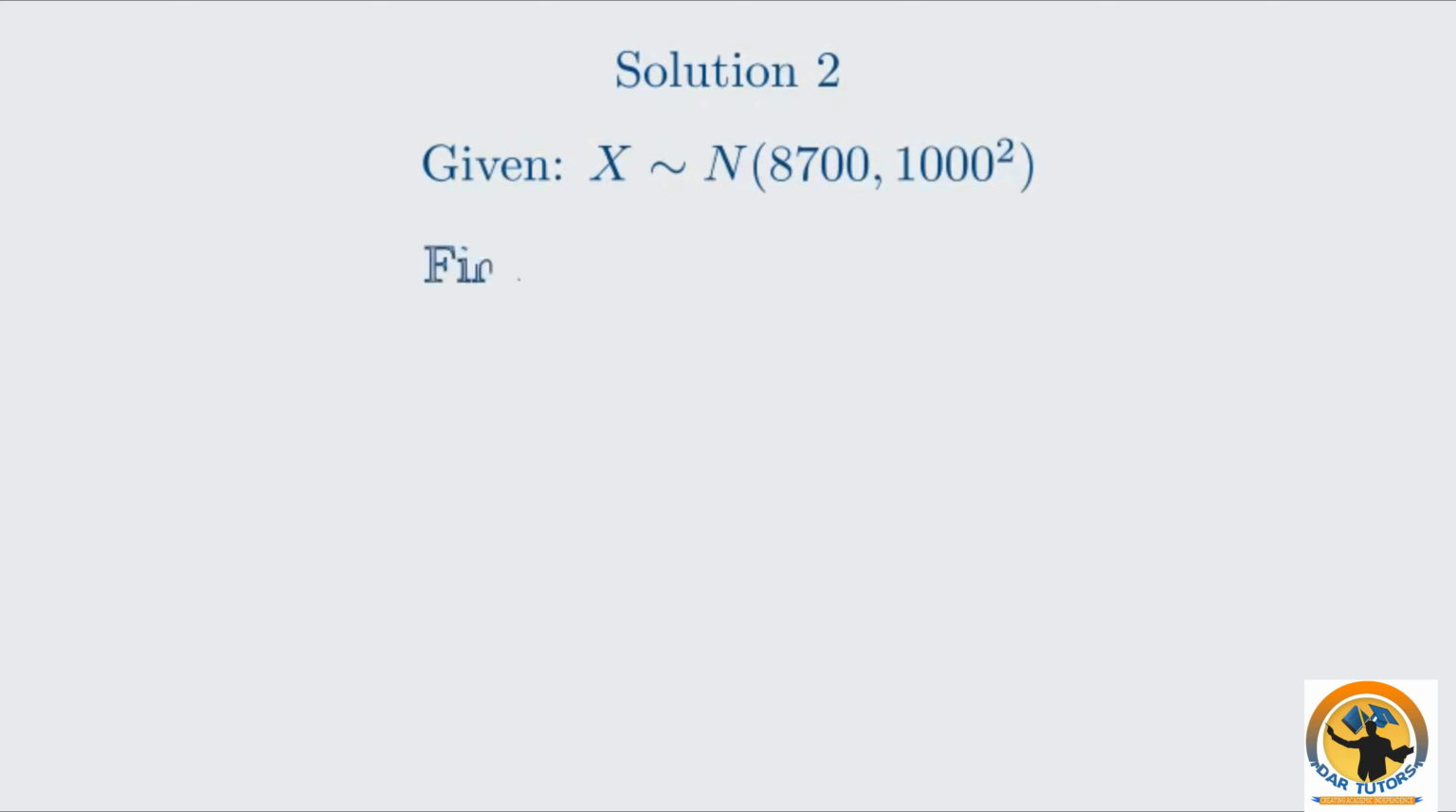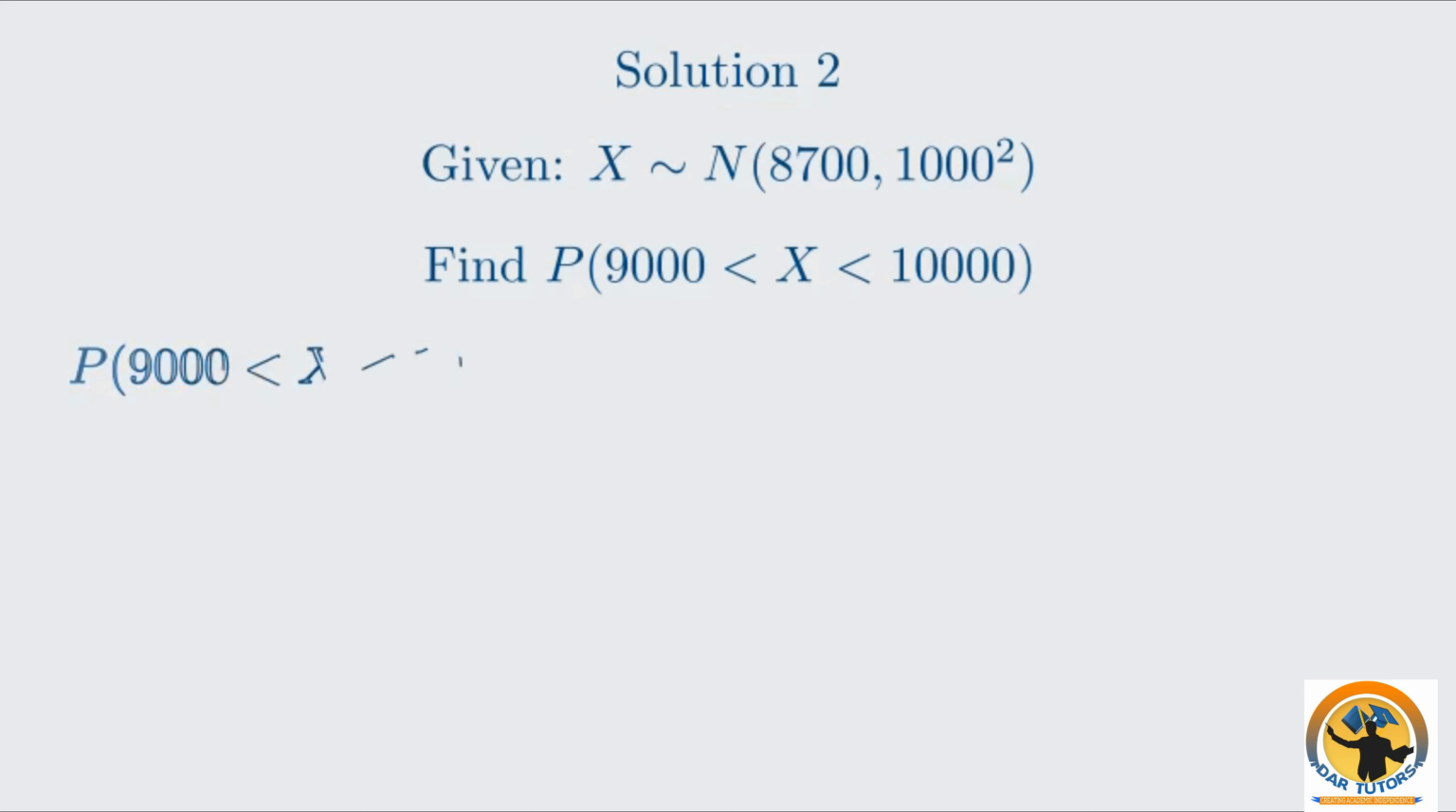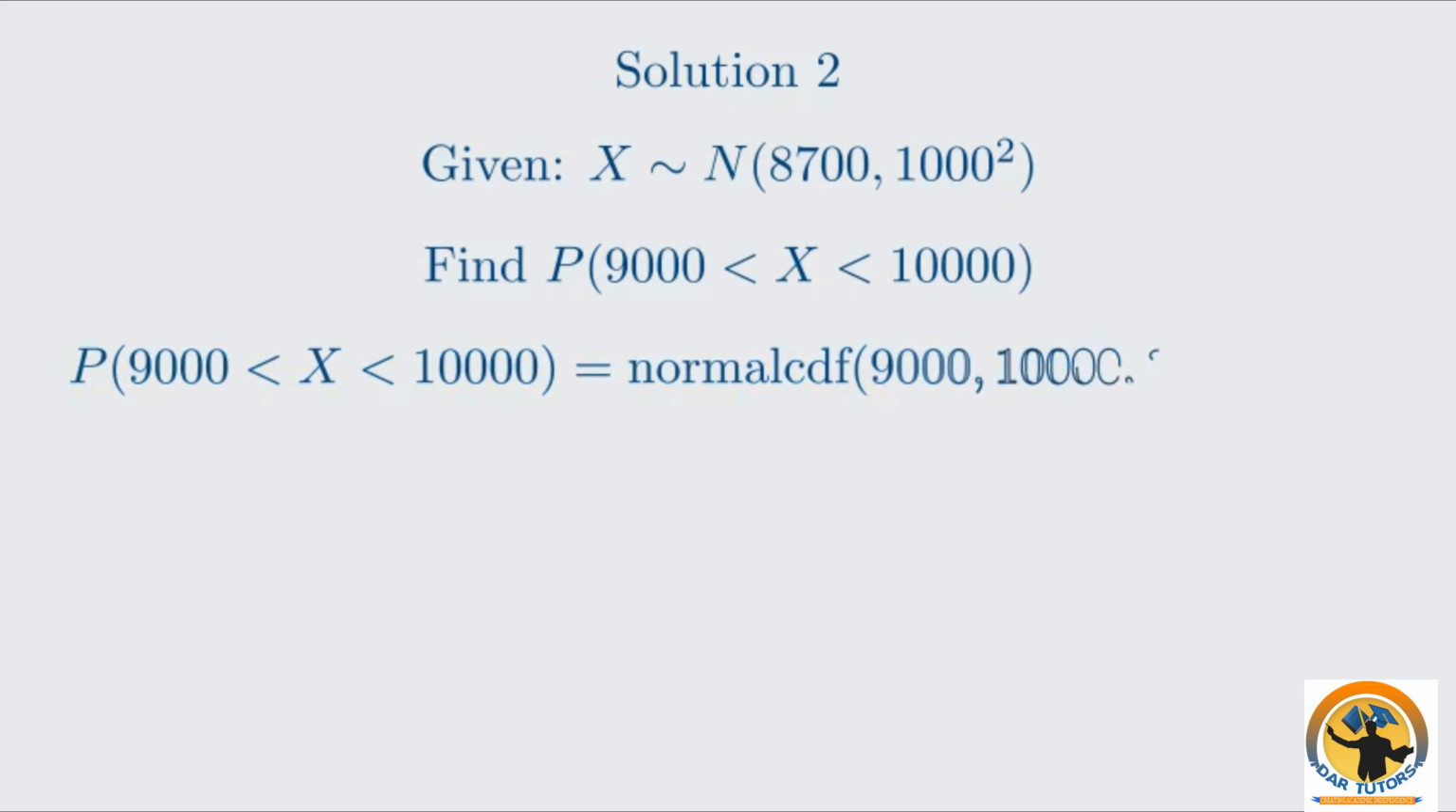Let's review the solution. We are given the mean and standard deviation. The problem asks for the proportion of adults whose energy intake falls within a specific interval. This is a direct application of finding a probability using the normal CDF function. The probability we need to find is P(X between 9,000 and 1,000). We will input these as our lower and upper bounds into the calculator.